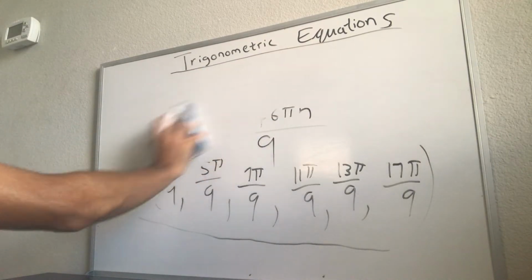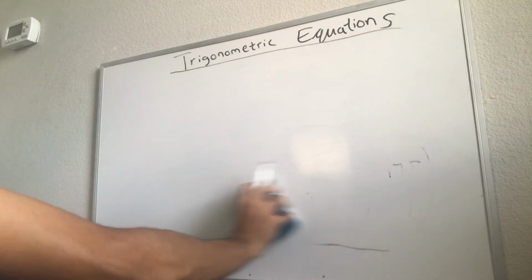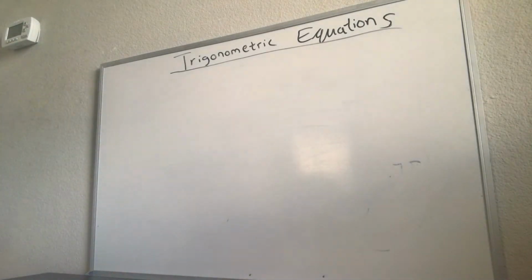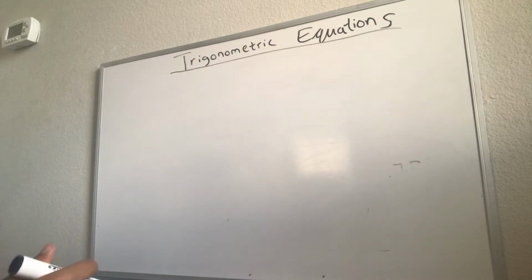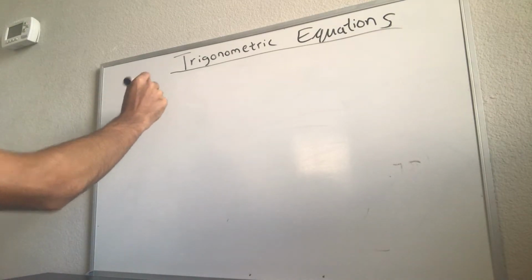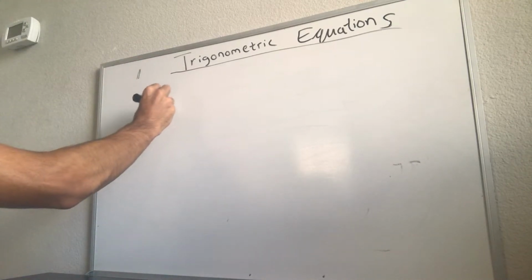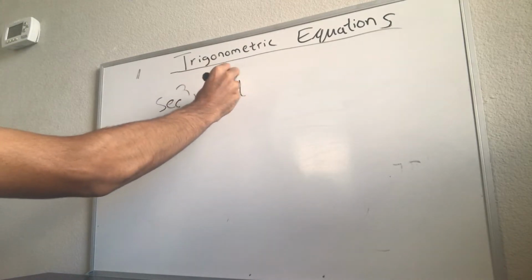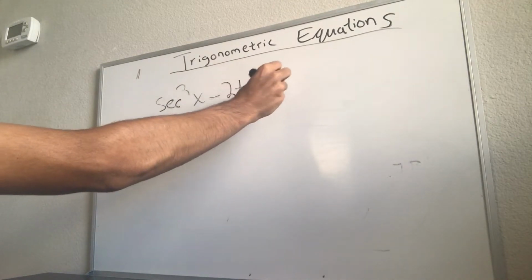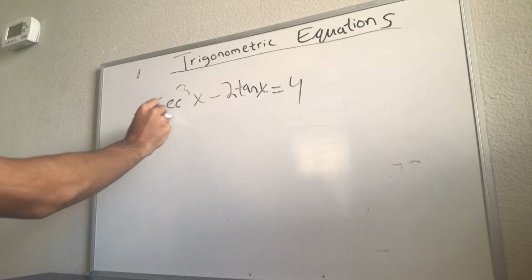So I have another equation here. This one is not with angles, but this one's a different type of equation involving more of the identities that I had gone over in the previous lesson. So here the equation I have is secant square x minus 2 tangent x is equal to 4. So if we think about this, do you recall what secant square x was?